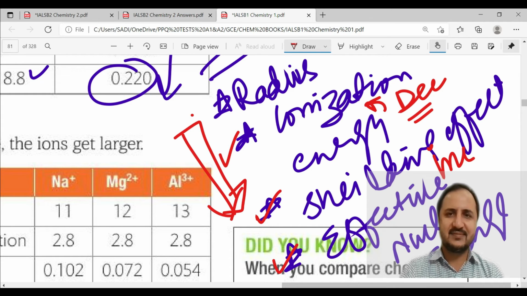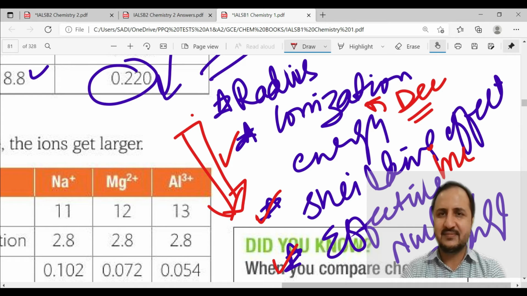Why is ionization energy decreasing? The reason for that is that more and more shells are added. So the force of attraction between the nucleus and the outer electron is getting lower. So you can easily release the electron from there by providing less amount of energy. The more the number of shells, the less is the ionization energy. The more the number of shells, the more is the shielding effect.